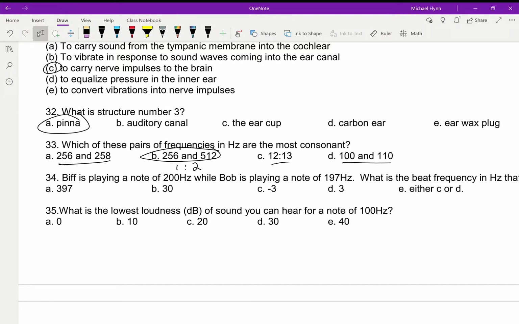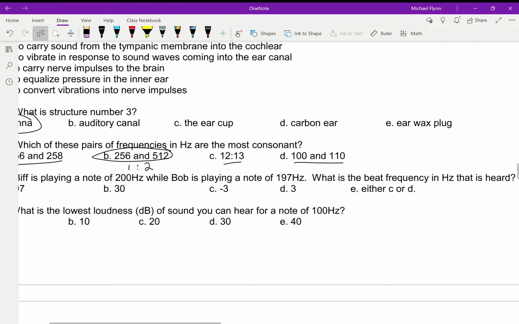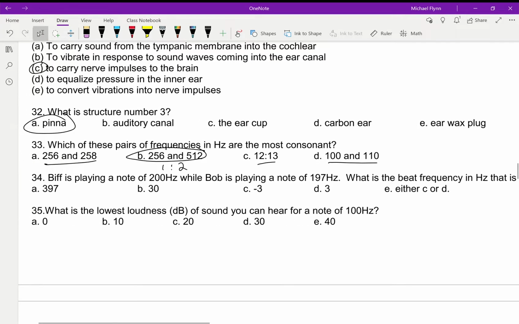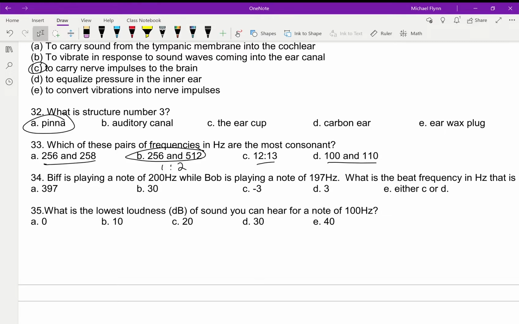Biff is playing a note of 200 hertz. Bob is playing 197 hertz. So the beat frequency would be the difference between the 2 numbers. It cannot be a negative number. So what's the difference between 200 and 197? 3. So it has to be D only.